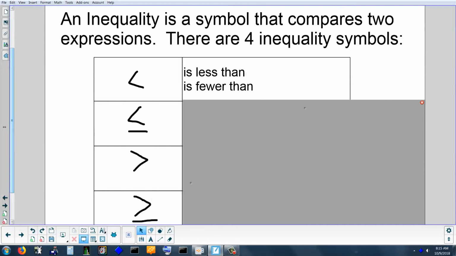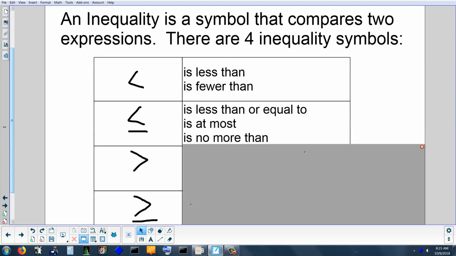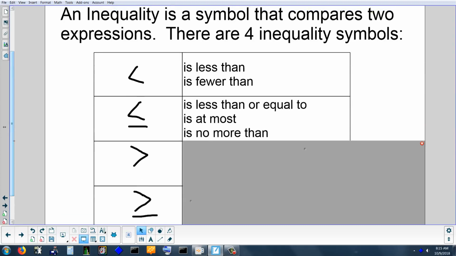So our four inequality symbols, we have the less than or equal to, greater than or equal to. So that was two ways we said we could do that symbol. Less than, fewer than. And guys, like we did with the survival guide at the beginning.